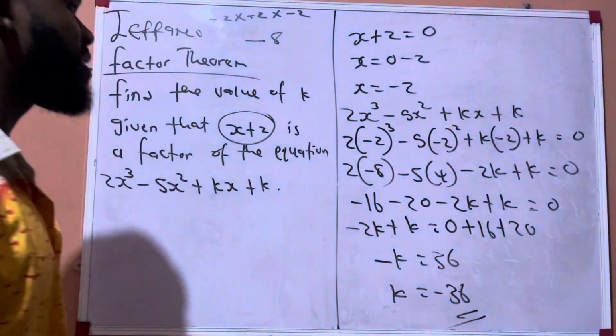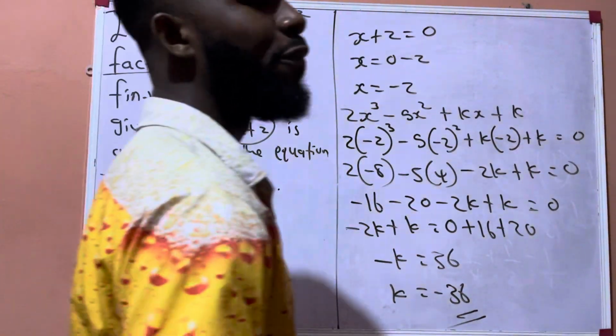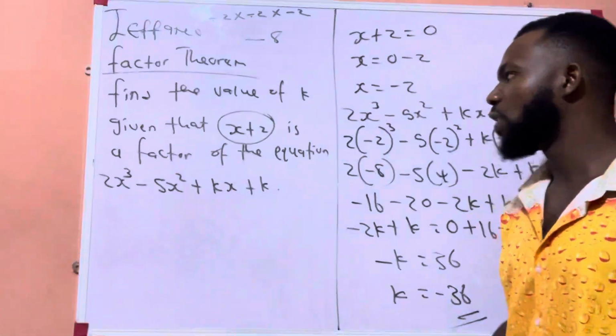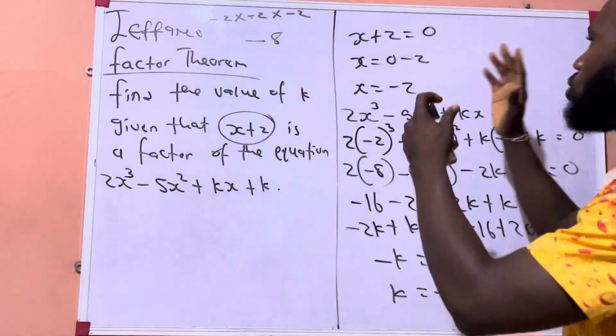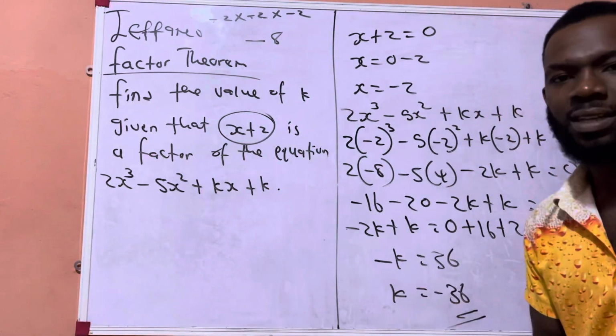So, this is how you can solve for the value of a variable or an unknown when you are given a factor. When you go through this process, you are going to get your answer correctly.